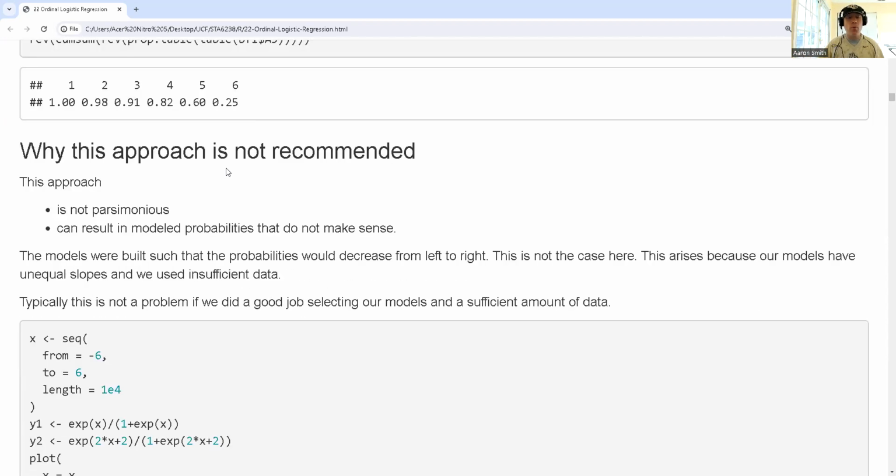All right, so now the approach of individual models is not a good idea in general. First and foremost, it's not parsimonious. In this situation, I would have 5 models to maintain. That's 5 opportunities for things to go wrong. So I don't like that. Also, we can have a situation where the probabilities don't make sense. Typically, this is going to be a problem when I have light data.